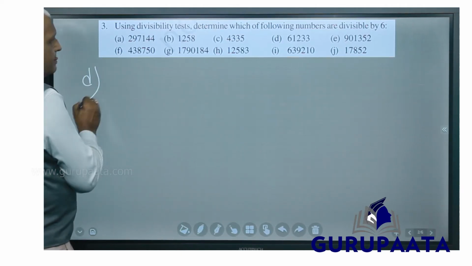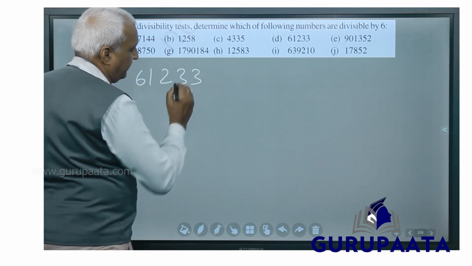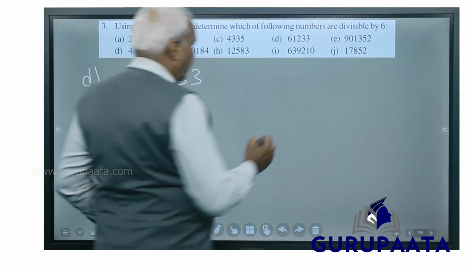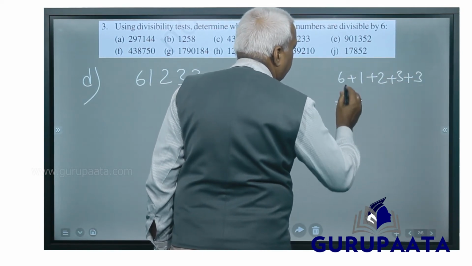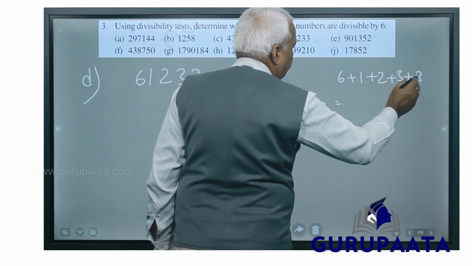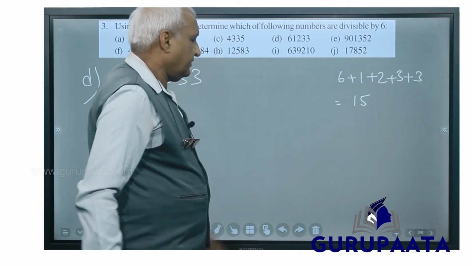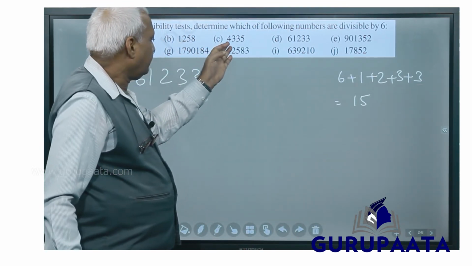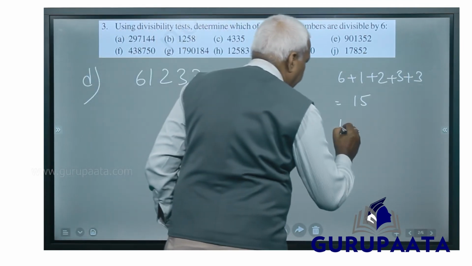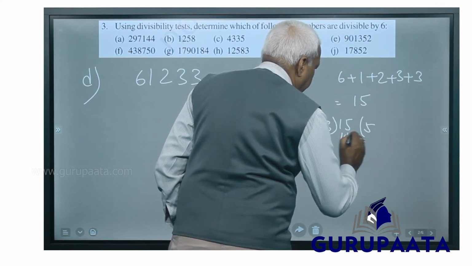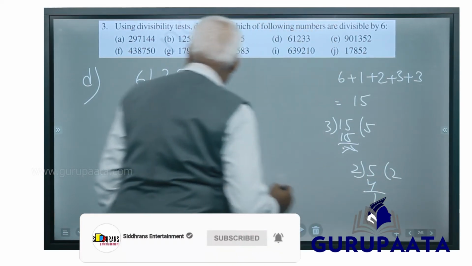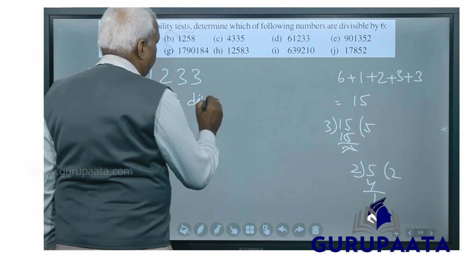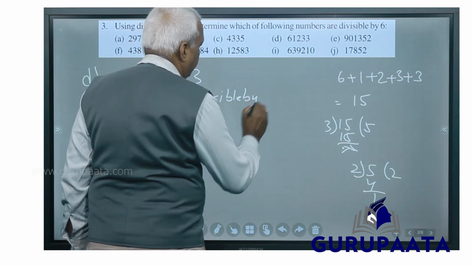Understanding? We will take question number D, 61233. Add 6 plus 1 plus 2 plus 3 plus 3. That will give you 15. So, 15 we have checked in the previous one, that is C. It is not divisible, still we will do it. 15 divided by 3, 5 is coming. Again, divide 5 by 2, the remainder is coming 1, so not divisible by 6.